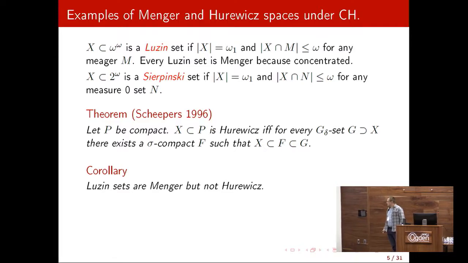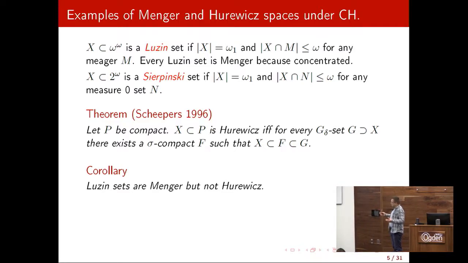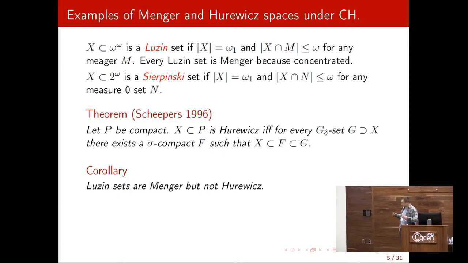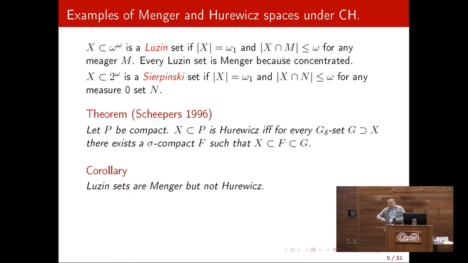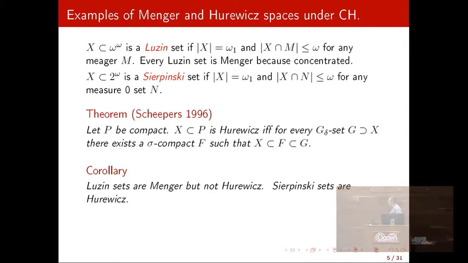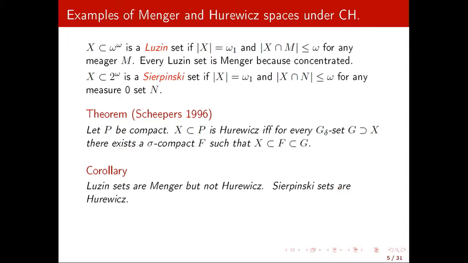Why? Because imagine that you've put your Luzin set into the Baire space. It's Čech complete, because it's just Polish. Select any dense countable subset of the Baire space which is disjoint from your Luzin set. If your Luzin set were Hurewicz, by this theorem of Skipper, it would be contained in a sigma compact subset disjoint from this countable set. But a sigma compact set disjoint from a countable dense set must be meager. And that's a contradiction, because Luzin sets run away from every meager set. They have at most countable intersection with them. So that was easy. A bit more tricky is to prove that Sierpinski sets are Hurewicz.